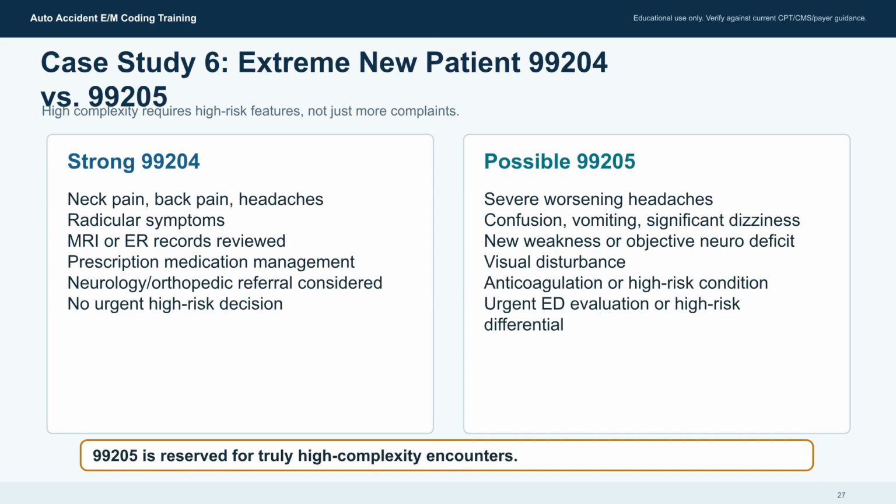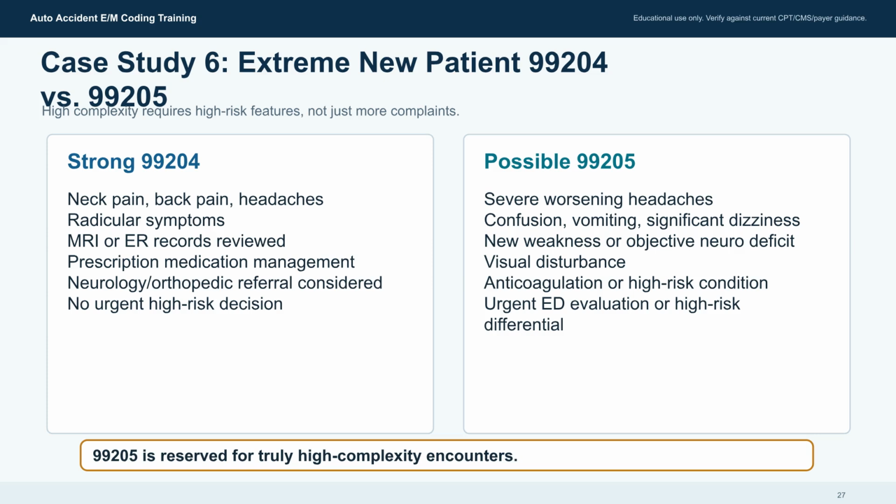For new patients, 99205 should be reserved for truly high-complexity encounters. A patient with neck pain, back pain, headaches, radicular symptoms, imaging review, and medication management may support 99204. But 99205 requires more. For example, severe worsening headaches, confusion, vomiting, new weakness, visual disturbance, anticoagulant use, complex imaging review, and urgent referral or emergency evaluation may support high complexity.